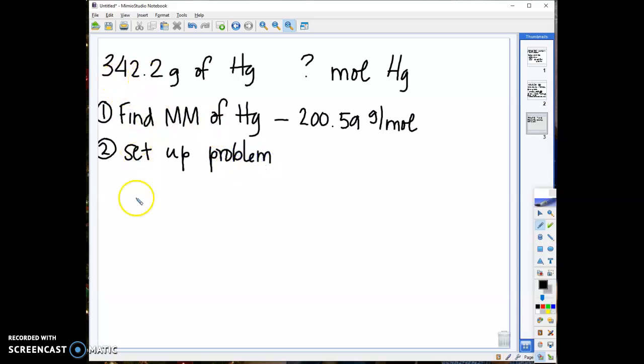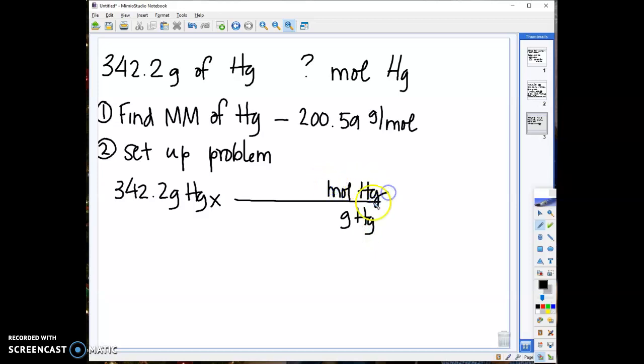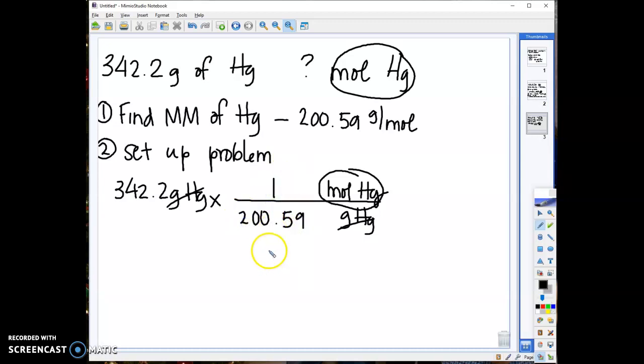I'm going to start with what I was given, 342.2 grams. Now this time, when I set up my conversion factor, I have to put grams of mercury on the bottom and moles of mercury on the top. This allows the grams to cancel, and I'm left with moles, which is what I am solving for. So I put my molar mass, 200.59, on the bottom, and the 1 mole on top.